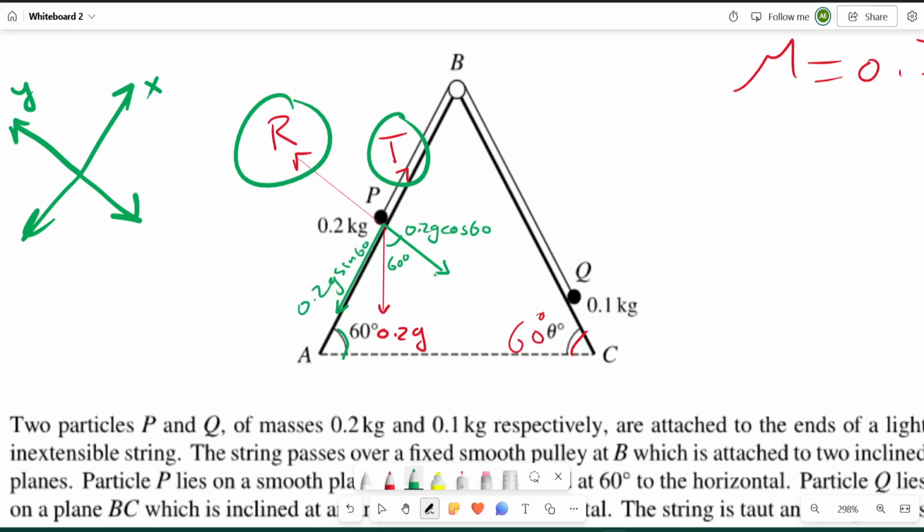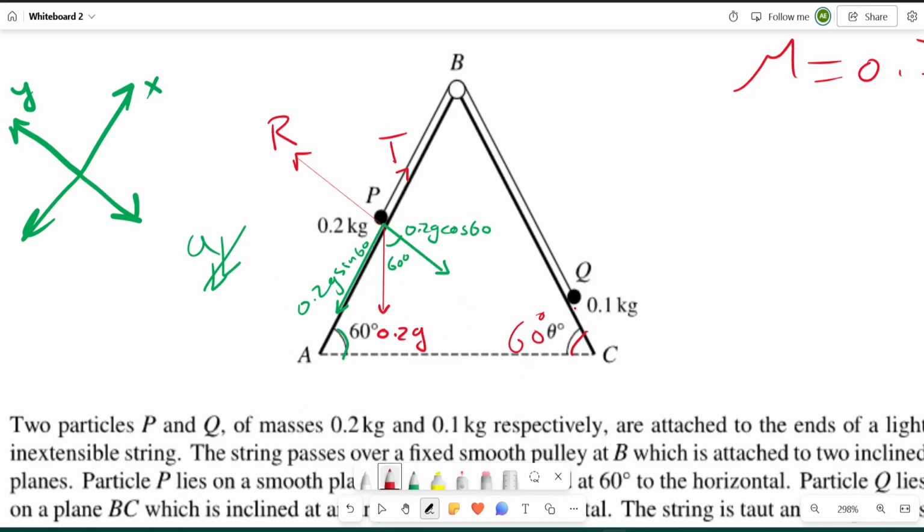And I'm going to say that the acceleration is going to go in this direction, A. Why? Because this is heavier than this. They are both at the same slope. So 100% it's going to fall in this direction. Okay. Now we can do the same for particle Q.